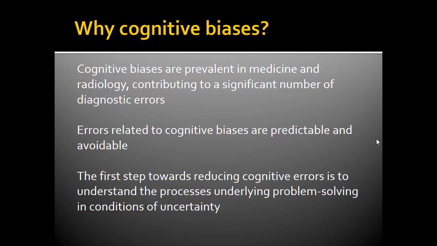Cognitive biases are prevalent in medicine and radiology, contributing to a significant number of diagnostic errors. Errors related to cognitive biases are both predictable and avoidable. The first step towards reducing cognitive errors is to understand the processes underlying problem solving in conditions of uncertainty.